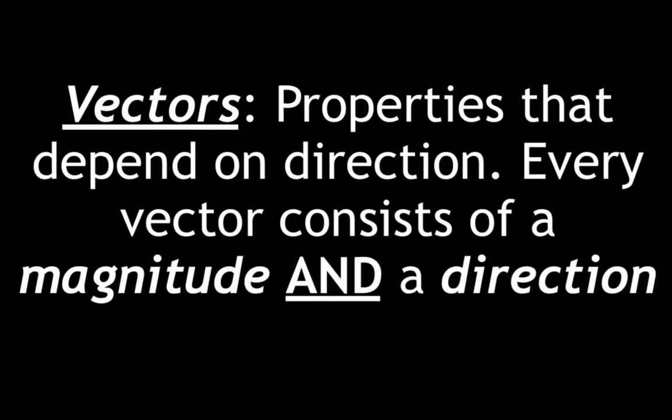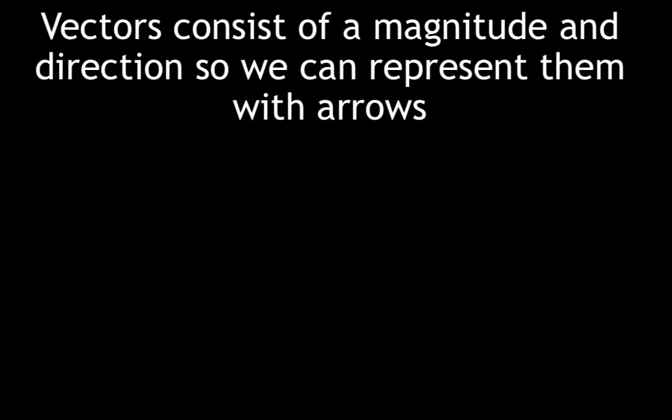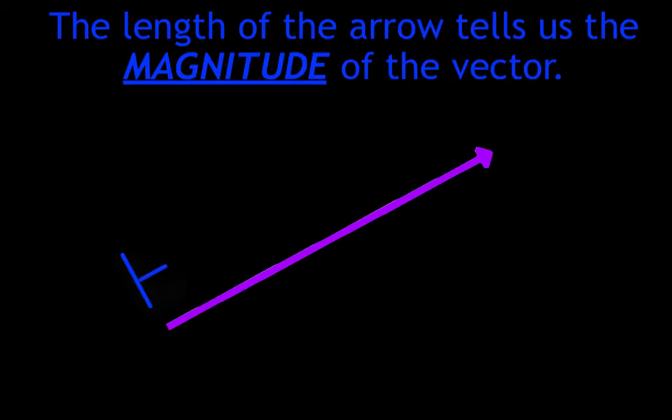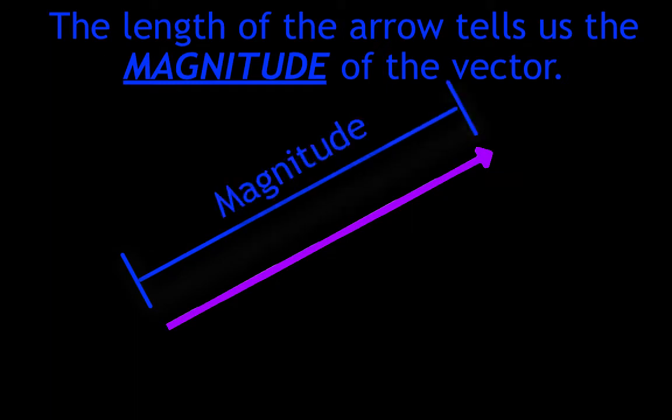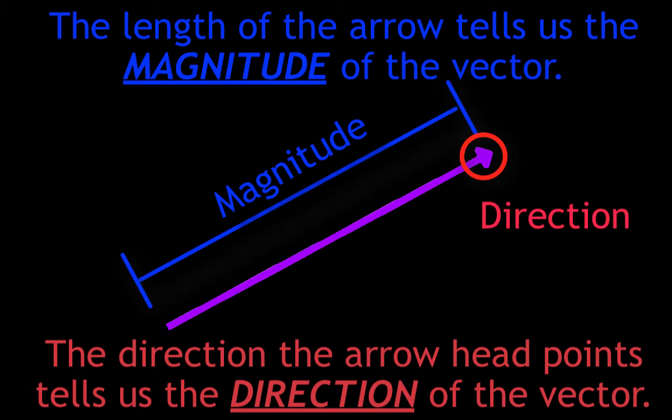Vectors are properties that do depend on direction. So every vector consists of a magnitude and a direction. Because vectors consist of a magnitude and direction, we can represent them with arrows. Each arrow has a length, and the length represents the magnitude of the vector. Each arrow is pointing in a direction. So the direction the arrowhead points tells us the direction of the vector.